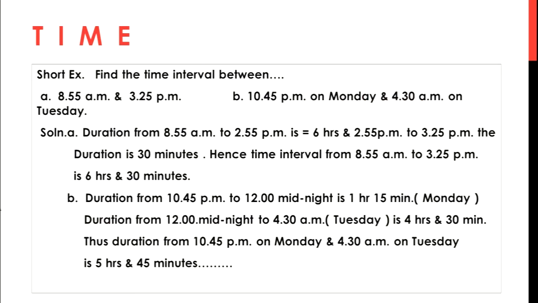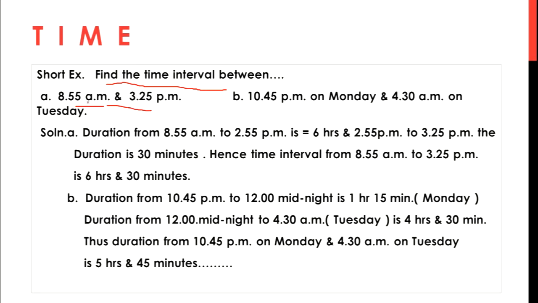The next problems that come during the study of time are very simple: converting AM into PM or PM into AM, converting AM into 24-hour watch and PM into 24-hour watch, or finding the difference between times. So let's see what happens here. Find the interval between 8:55 AM to 3:25 PM. How will you do it?